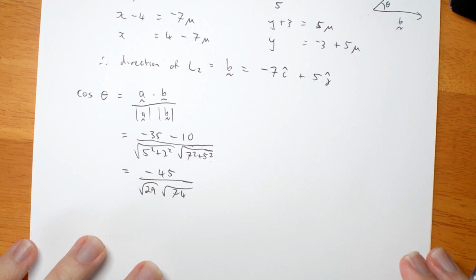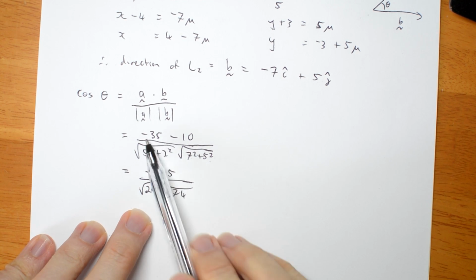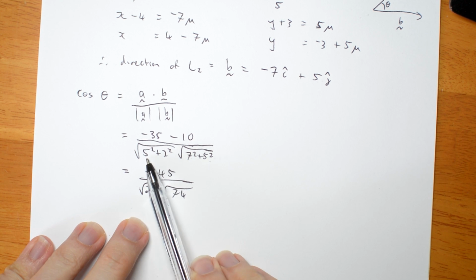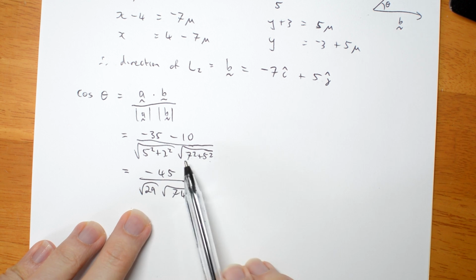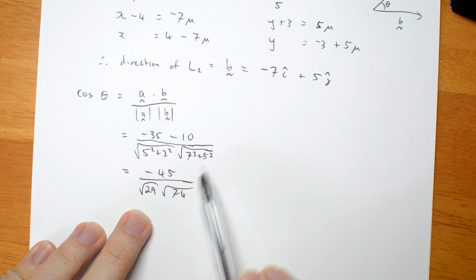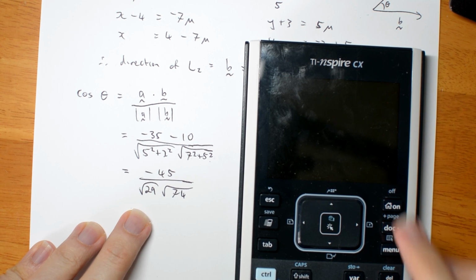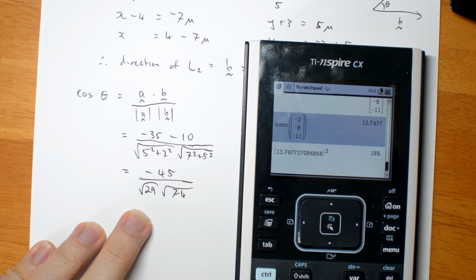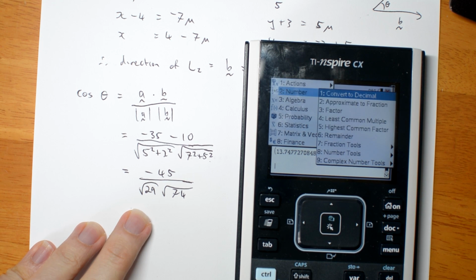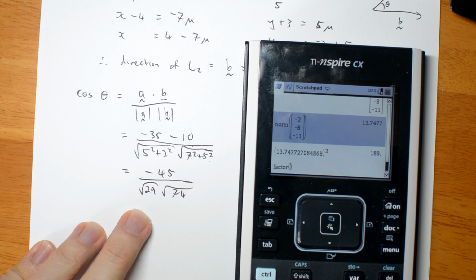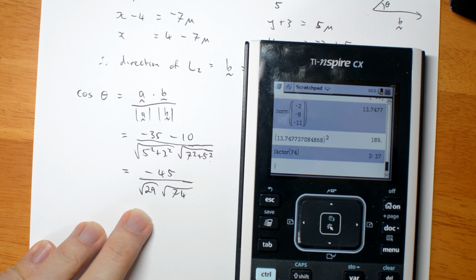Oops, I've gone off the screen, just noticed. Sorry about that. So, negative 45. This is 25 plus 4 is 29. This is 49 plus 25, which is 74. This one's not prime. Does it have square factors? We can find out easily like this. We go menu, number, 3, factor, and put in 74. It's 2 times 37, so there's no square factors, and therefore we can't simplify any further.